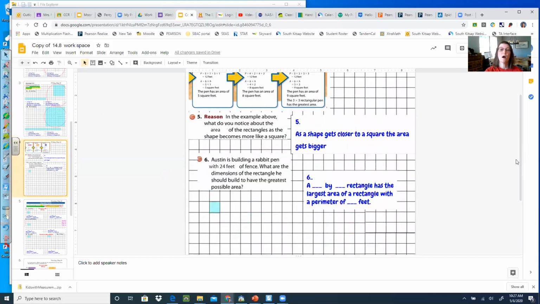Number 6, Austin is building a rabbit pen with 24 feet. So this is one I changed also because the original problem was 25. And I was like, nope, not doing that. Okay, so he's got this 24 feet of fencing. What are the dimensions of the rectangle he should build to have the greatest possible area? So we want to think first, what is half of 24? 12. Now, what are two numbers that add together to be 12? We want the biggest space possible inside.